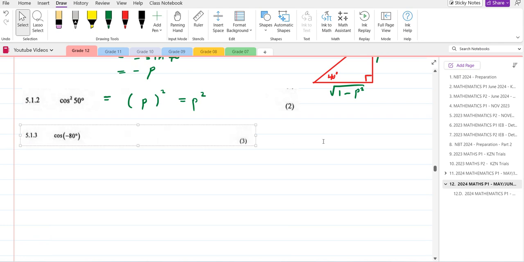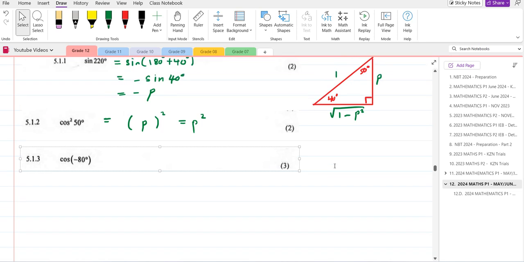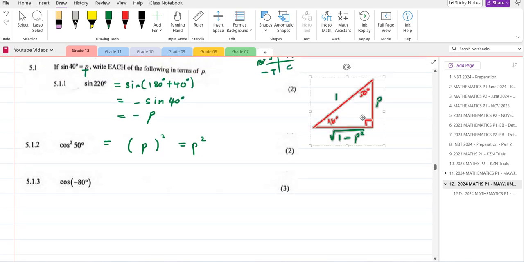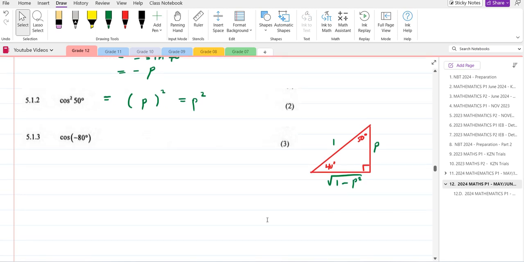Cos of negative 80. What is cos of negative 80? Remember, we have a cos negative angle, and cos of a negative angle becomes cos positive. That is cos 80 degrees. First step. Second step, 80 degrees is a double angle. You need to put it in terms of the angles of the triangle, so that's 2 times 40.